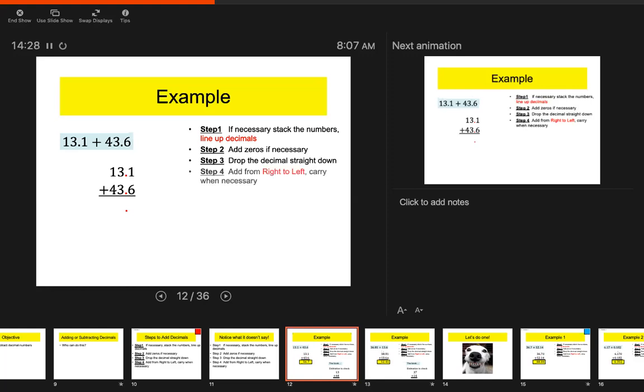Step number 4, from right to left, not left to right, I'm going to add the numbers. 6 plus 1, okay, 3 plus 3, and 4 plus 1, and you are done.